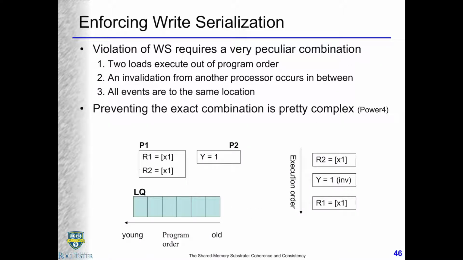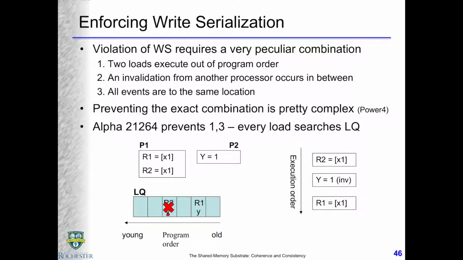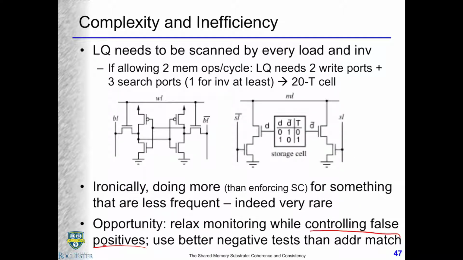Okay, so if we look at Alpha 21364, for instance, they prevent cases where 1 and 3 are happening, and some of them will be false positives. You squash them, but this is easy. Detecting just 1 and 3 is easier than detecting 1, 2, and 3 simultaneously. So you're allowed some false positives. That's fine, so long as you don't allow too many. You're not going to slow down the system too much. And you want the test case to be cheaper.